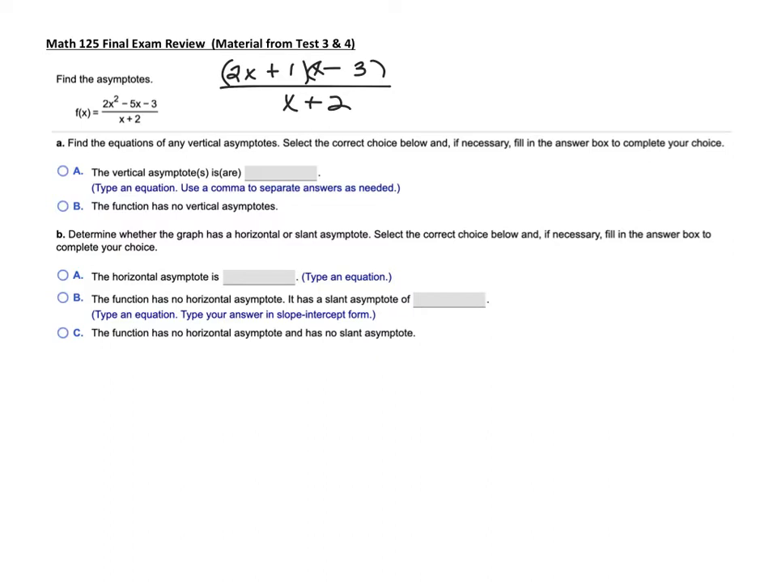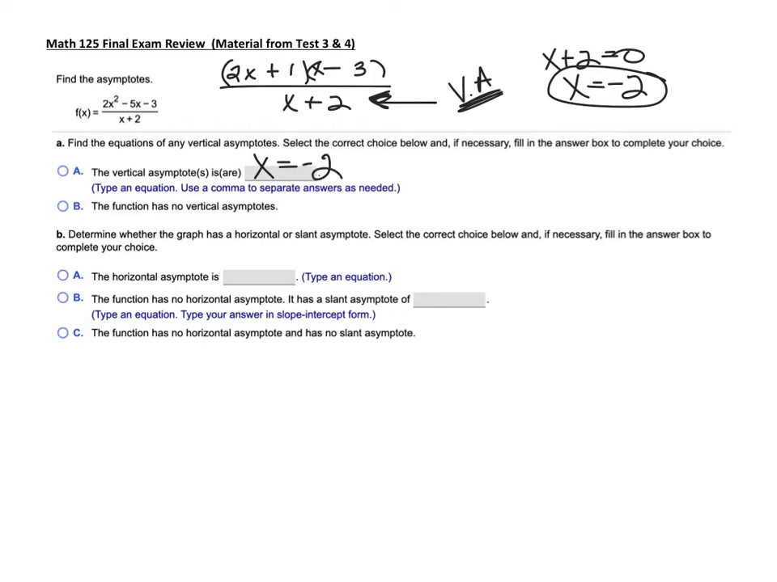But for vertical asymptotes, remember, you just set the denominator equal to 0 and solve. So if we set that equal to 0, we get x equals negative 2. This is my vertical asymptote, and you must write it in the form of x equals. All right, x equals negative 2. All right, for part B, determine whether it has a horizontal or slant.